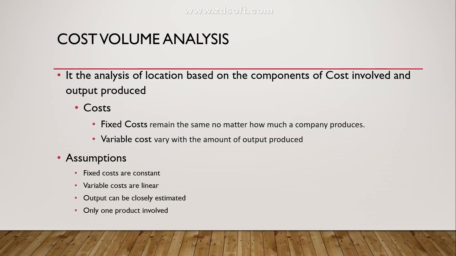produced in manufacturing units. With respect to cost, we have two different costs. Fixed costs remain the same no matter how much a company produces, for example equipment and buildings where you have invested. Once you have invested 1 lakh rupees in an equipment, whatever the volume you produce, the expense is going to stay the same for you.